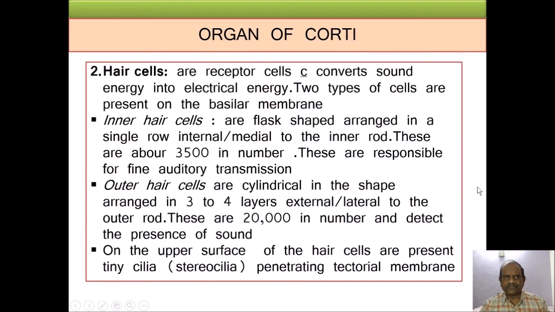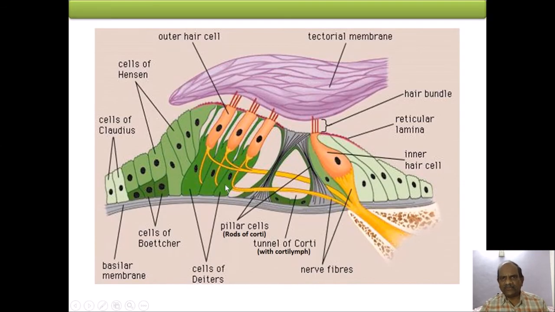Next are the hair cells. We have seen that these are the actual receptor cells which convert sound energy into electrical energy. Two types of cells are present on the basilar membrane: the inner hair cells and the outer hair cells. Just look at this figure. The ones present on this part of the organ of Corti we call the inner hair cells, and these are the outer hair cells.